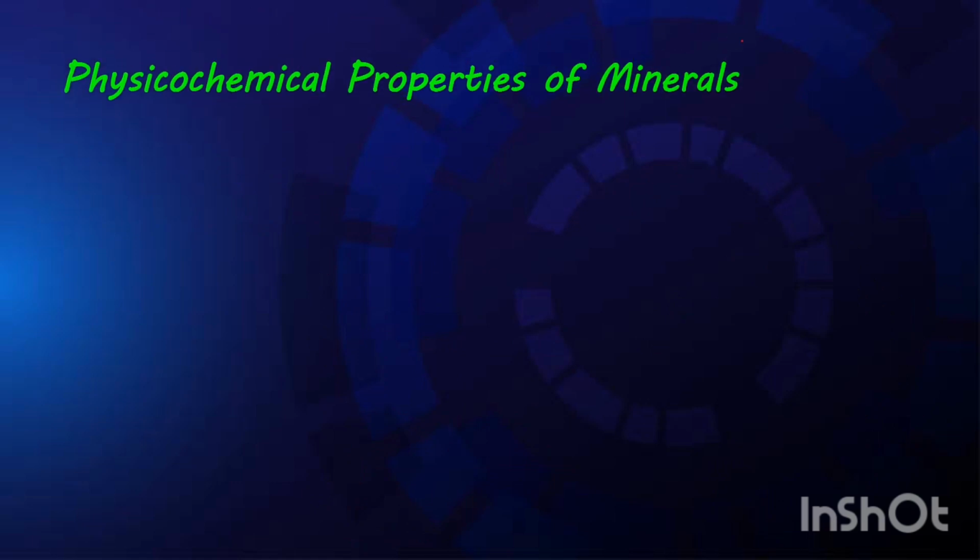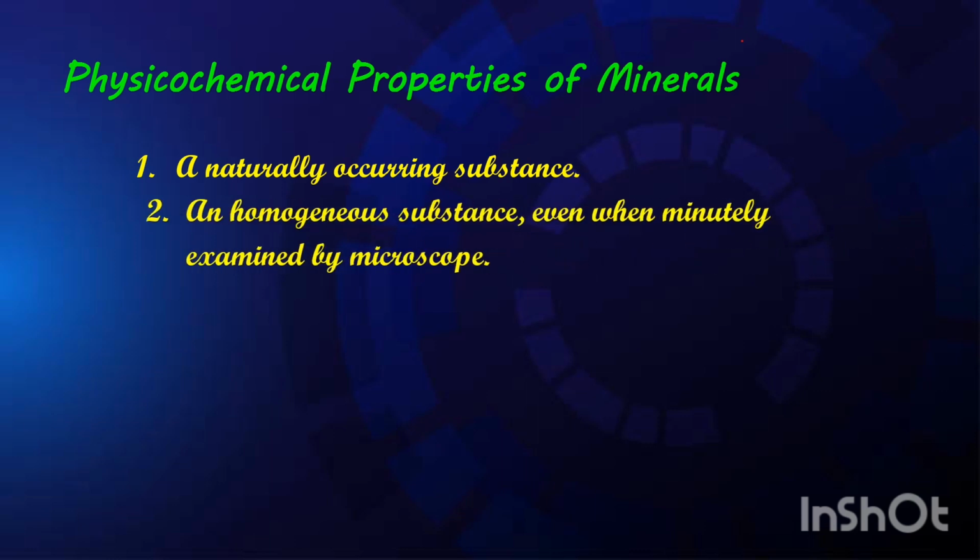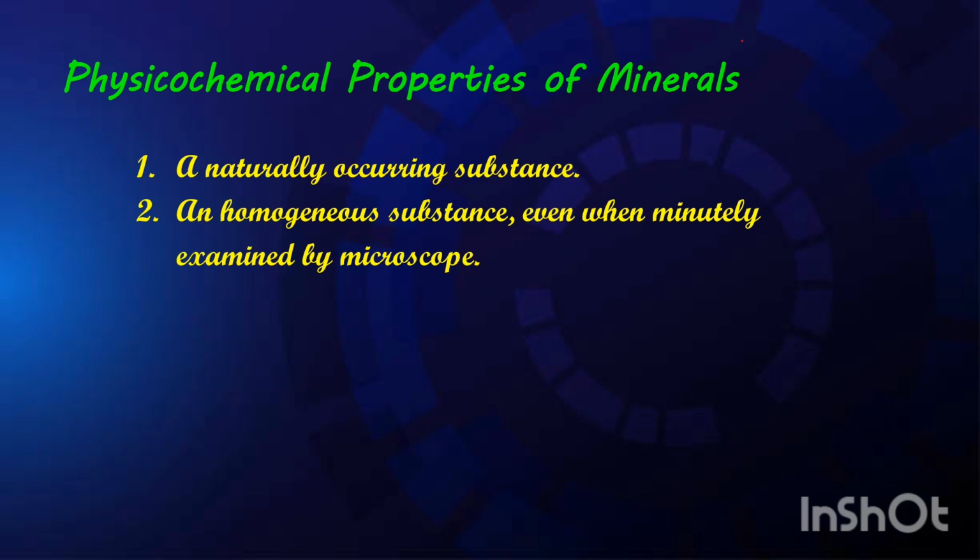So let's talk about the physicochemical properties of minerals, or in other words, the properties that essentially constitute a mineral. The first and most important property is that it is a naturally occurring substance. Man-made substances do not count as minerals according to the definition. Then, a mineral is a homogeneous substance even when minutely examined by a microscope. Suppose we have a mineral, I'll take the example of fluorite. So I have a cube of fluorite.